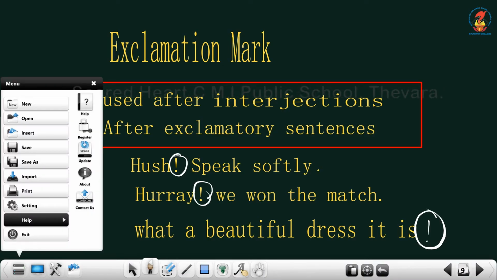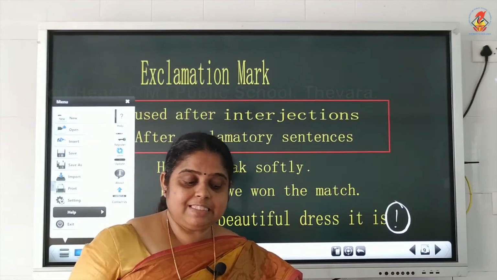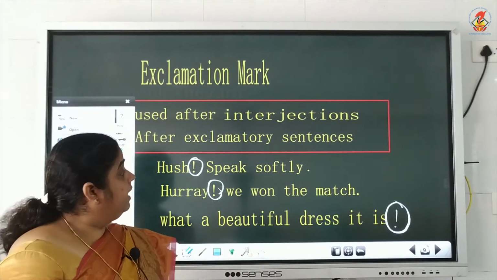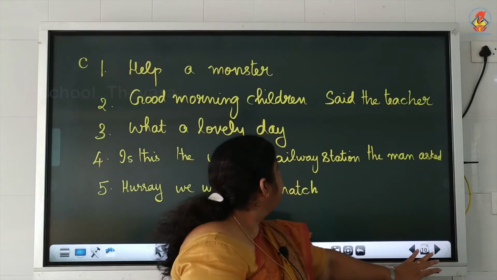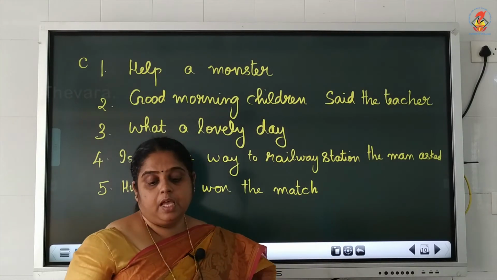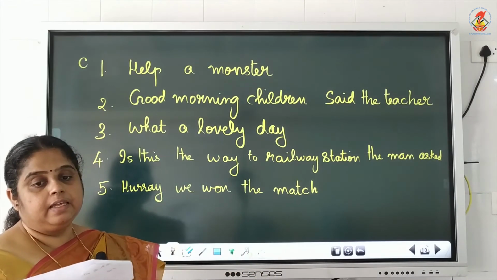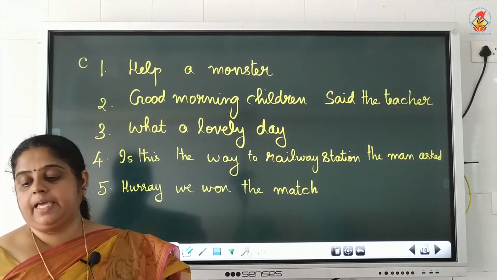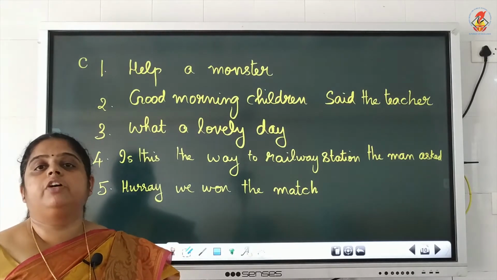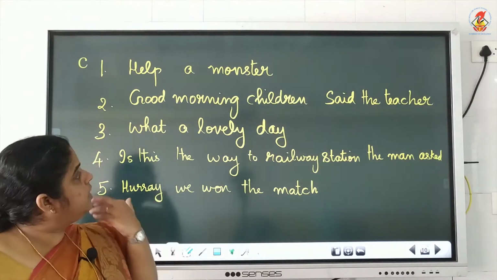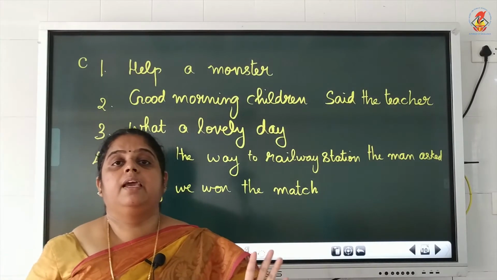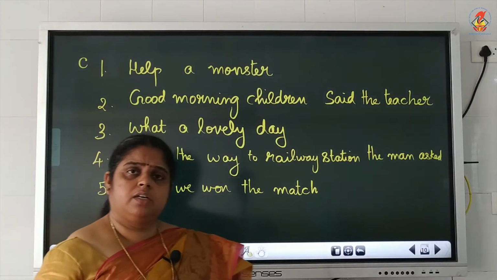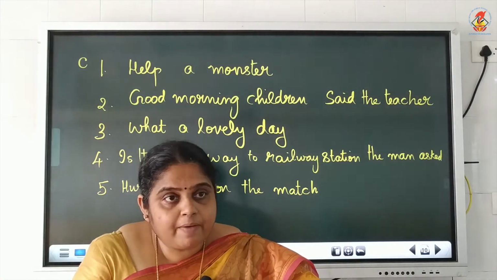Okay. I hope all of you understood. Shall we do the exercise now? It will be more clear when we do the exercise. So, the first one can be this one. Exercise C of page number 3. Rewrite the sentence using exclamation or inverted comma. You have to use exclamation, inverted comma, whatever is necessary in these sentences. So, the first one, help a monster. Help a monster. You have to help a monster?